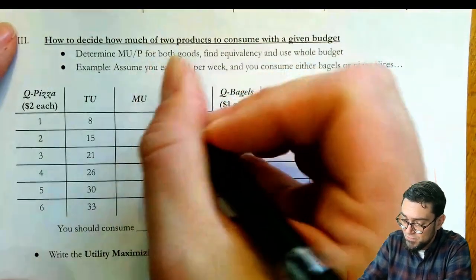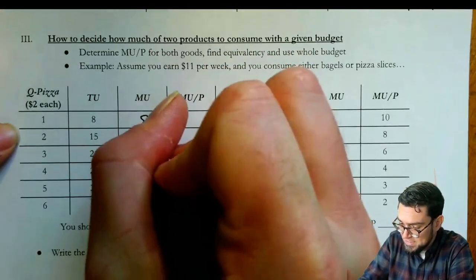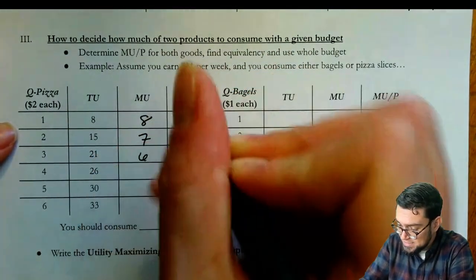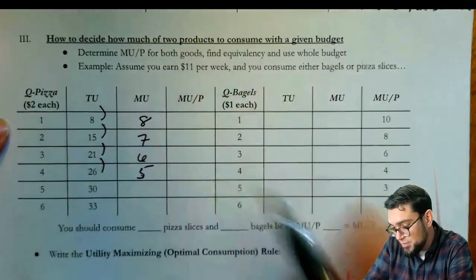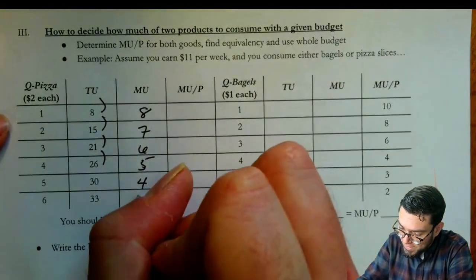So the MU of the first slice here is 8. The next slice is 7, and then 6, 5. And I'm just going from like here to here to here to here as I'm doing these, 4 and 3.